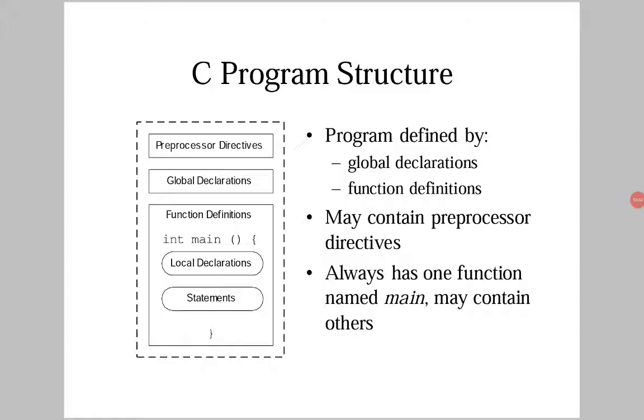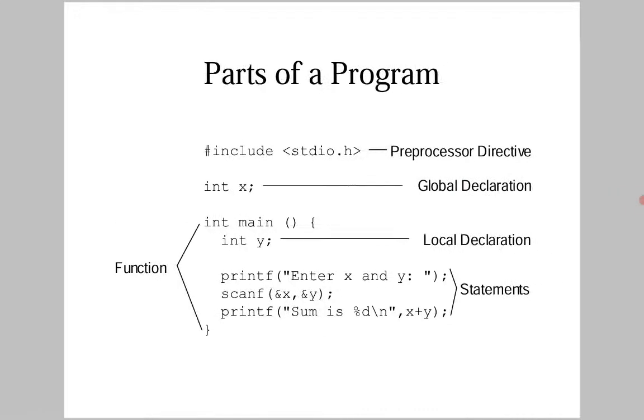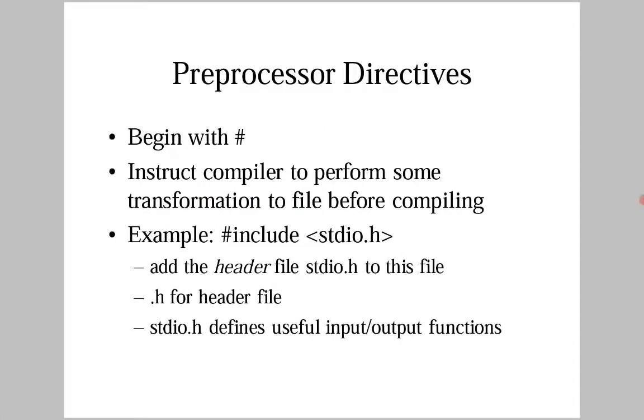Every program may contain various preprocessor directives like #include and #define. Every C program must have one main function. So what are the different parts of a C program? A preprocessor directive is used to define header files. Next is global declaration, then local variable declarations, then main, then statements. Preprocessor directives begin with hash.